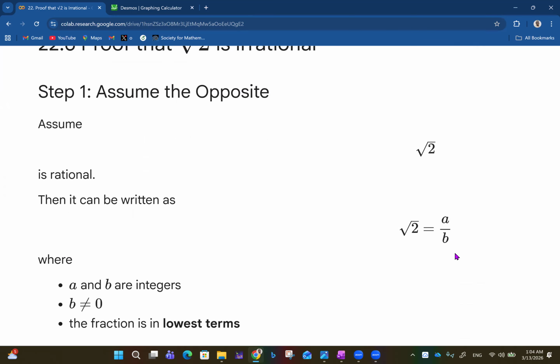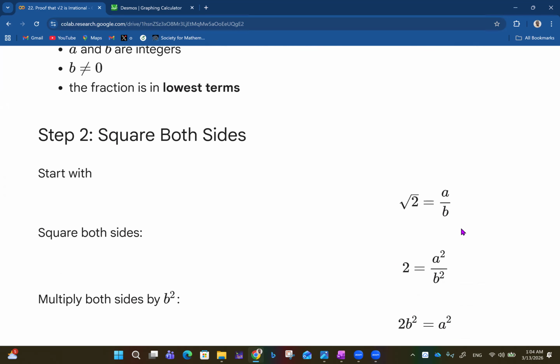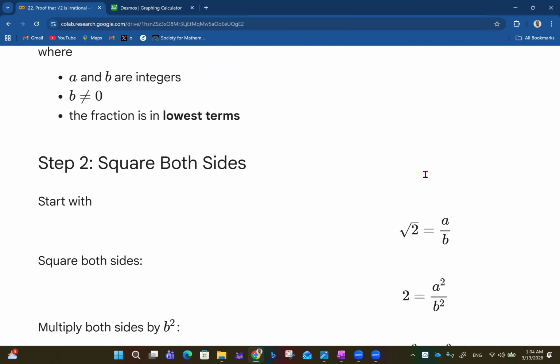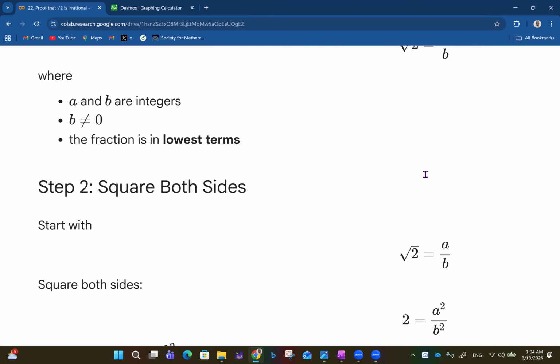We also want to assume that the fraction is in lowest terms, meaning that the greatest common divisor of a and b is 1. There's nothing else common to them apart from that 1. Okay? So the next thing we want to do is to square both sides. We like to square both sides to remove the square root, right?